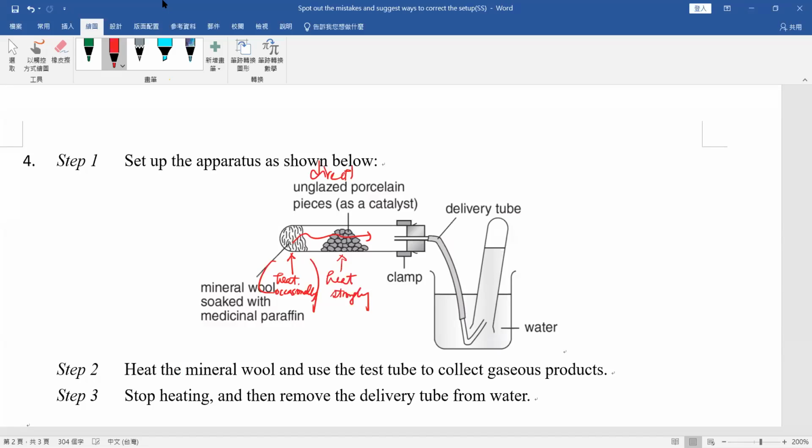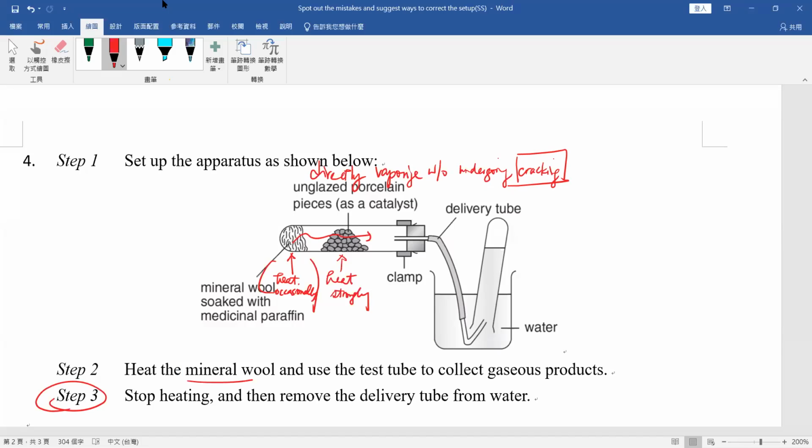So the consequence is directly vaporized without undergoing what process? Cracking. Do you still remember the term? Cracking. Second one. Yeah, that is the first one.